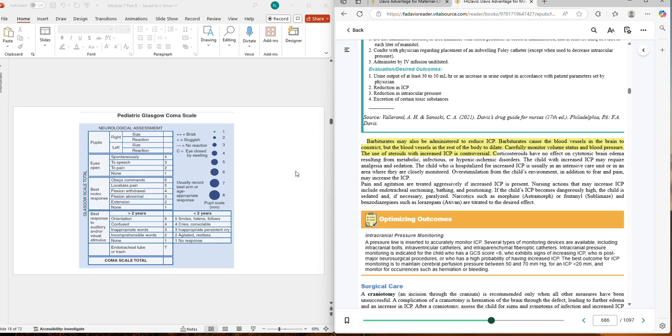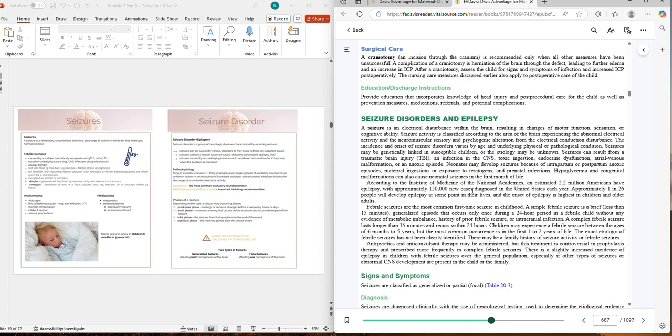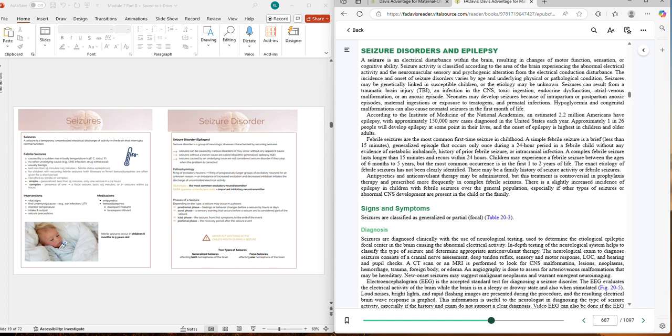Okay? All right, page 687 is talking about seizures and epilepsy. A seizure is an electrical disturbance within the brain, and it directly affects the motor function of the body. Okay, sensation, cognitive ability. Make sure you understand what that definition means. And then we have some charts over here. It talks about different types of seizures.